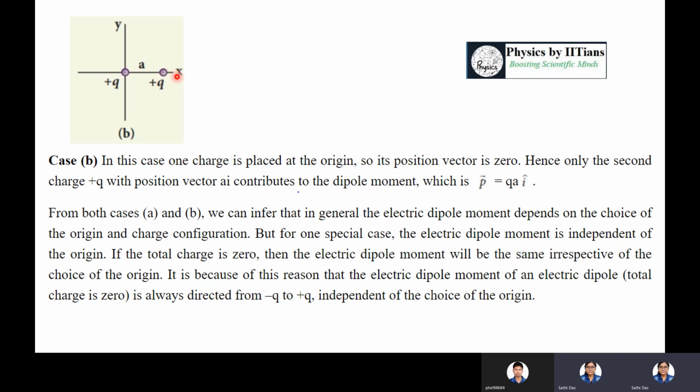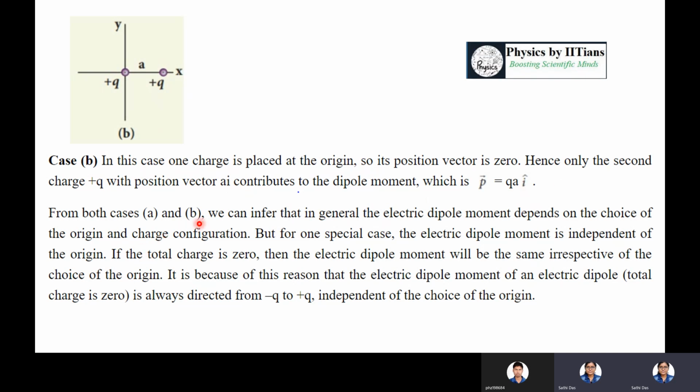So here is another case, that is plus q at the origin and another plus q at a distance a. Okay. In this case, the dipole moment, only the second charge, that is plus q at position a i cap, will contribute, because for the first the coordinate is 0, so 0 into q gives 0. So the net dipole moment is qa into i cap.